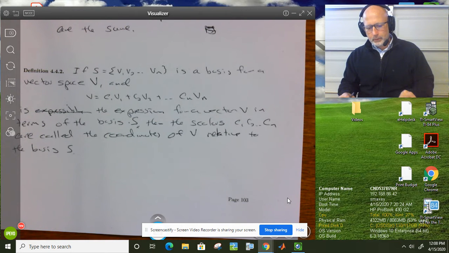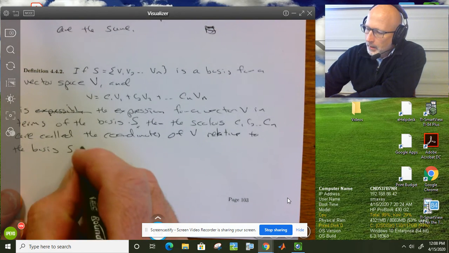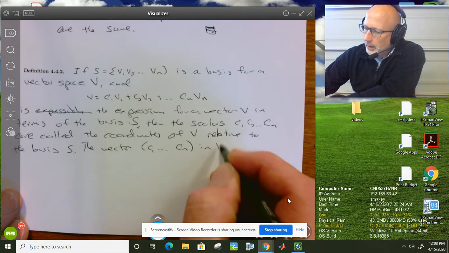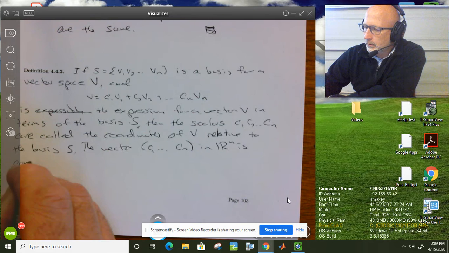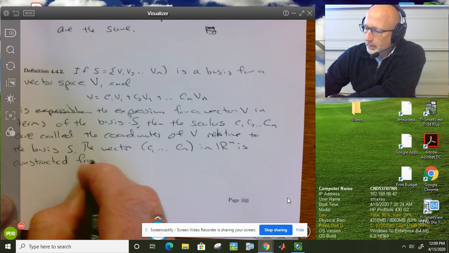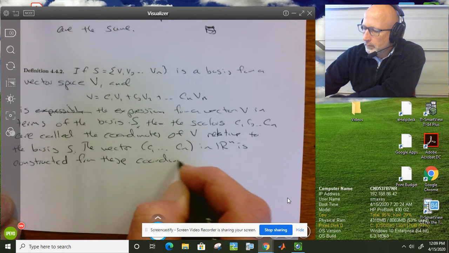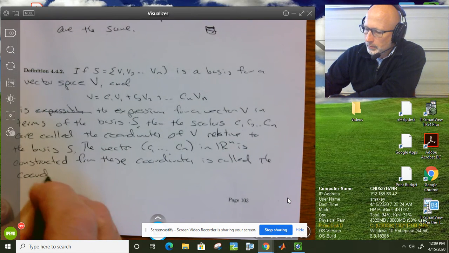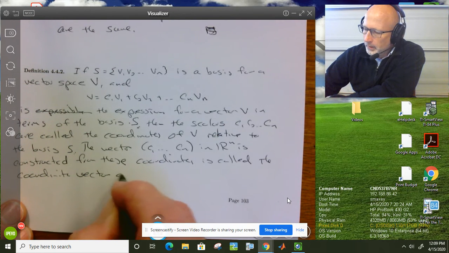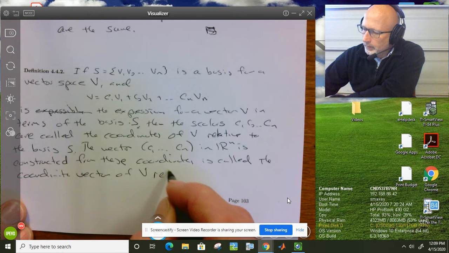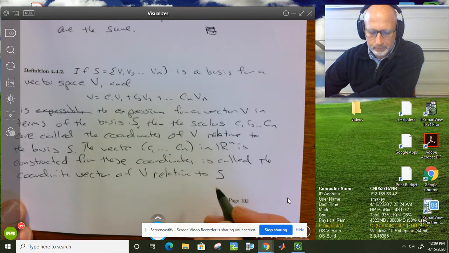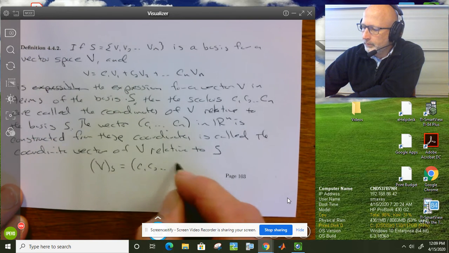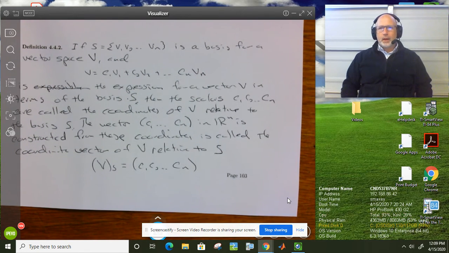Okay. Let me write out the rest of this then. The vector c1 through cn in Rn is constructed from these coordinates and is called the coordinate vector of v relative to S. And we denote this as v sub S, which is equal to c1, c2, all the way up to cn. Okay, so just a couple more examples and then we're done with this section.